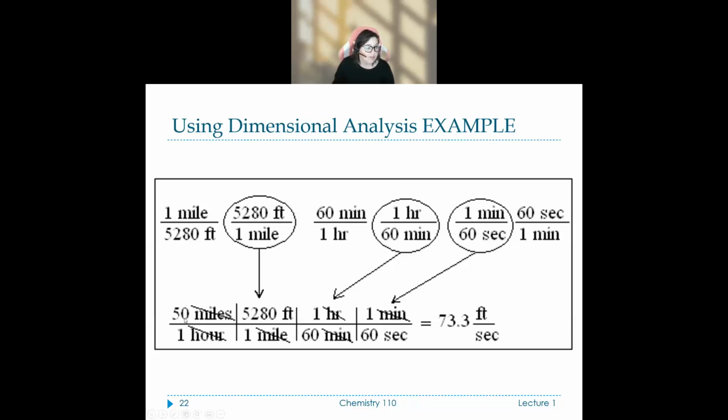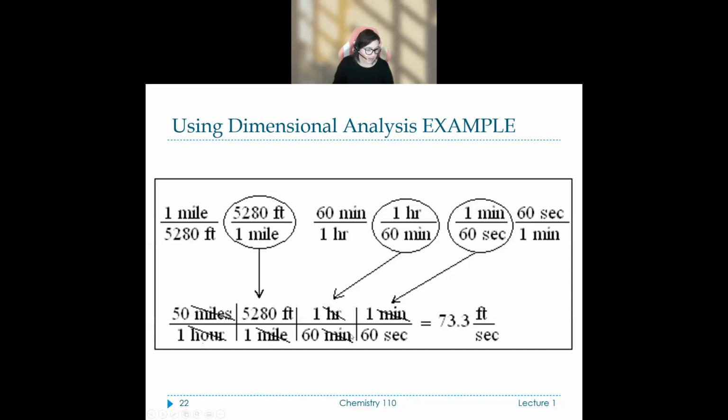So if I start with 50 miles per hour and I want to end up in feet per second, then I need to find a way to get rid of the miles. So I use this unit right here to multiply: 50 miles times 5,280 feet per mile. I get rid of the miles there, and that leaves me in feet per hour. Feet per hour is not what I want. I want feet per second. So I need to get rid of the hour. I use this 1 hour because this is on the bottom. So I multiply by 60 minutes per 1 hour. That cancels the hour and leaves me with feet per minute.